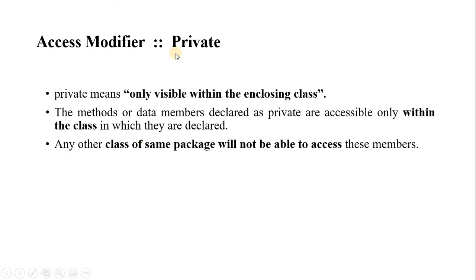Private, in a sense, is accessible within a class. A member variable can be declared as private. That means it can be accessed only within the class. Any other class or package trying to access that member variable is not possible. It is not allowed to access a private variable outside the class.